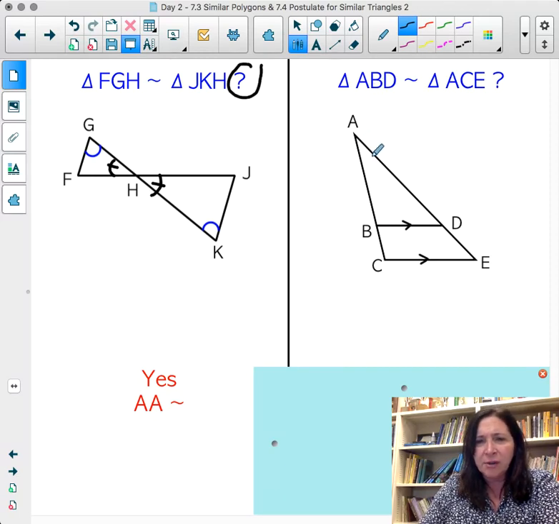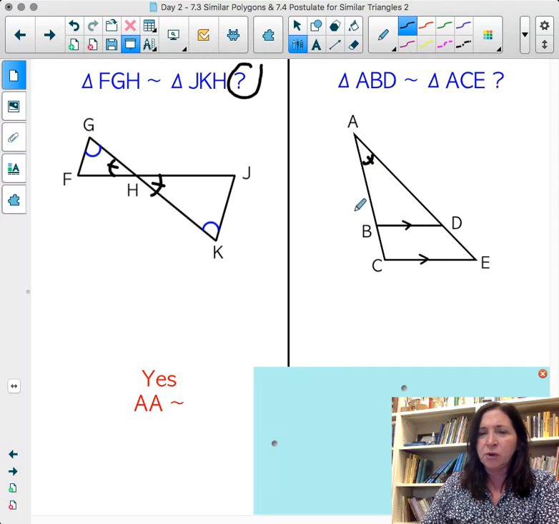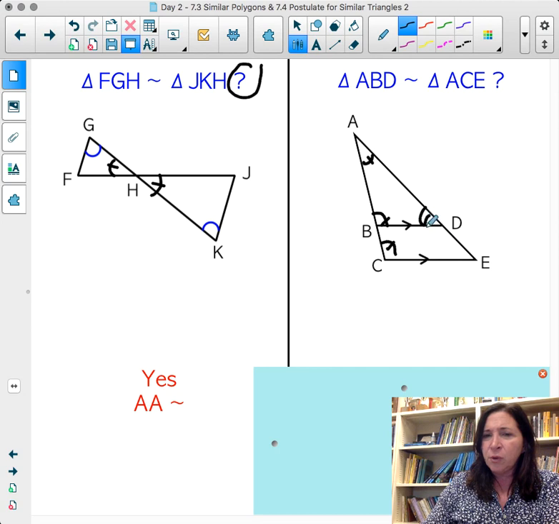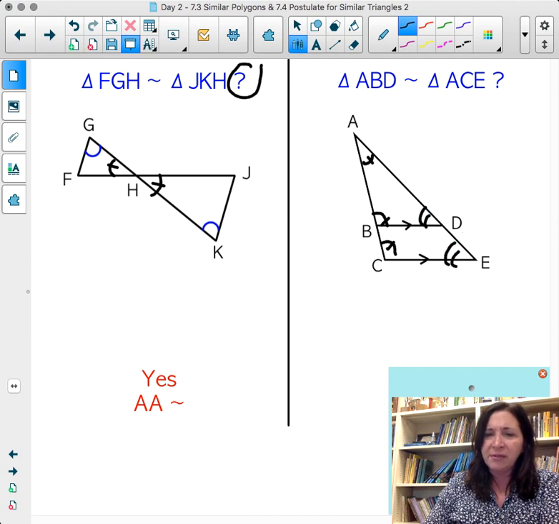This one right here was very similar to one we just did earlier. We have angles here. We have these two lines parallel. These are corresponding angles, right? Also corresponding angles here. So that's a definite yes.